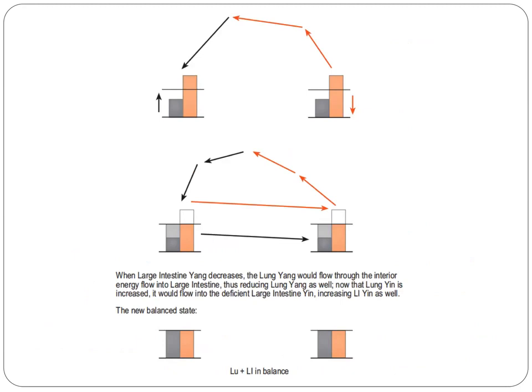So when the large intestine yang decreases, the lung yang would flow through the interior energy flow into the large intestine, thus reducing the lung yang as well. Now that lung yin is increased, it will have to flow into the deficient yin of the large intestine to increase the LI yin as well. So the new balanced state is now shown in the tower diagram. So we have the lung plus LI in balance.